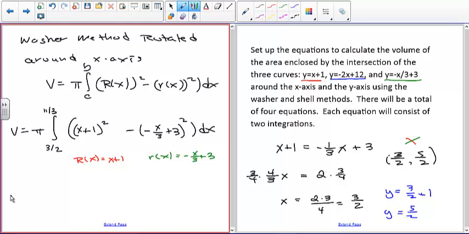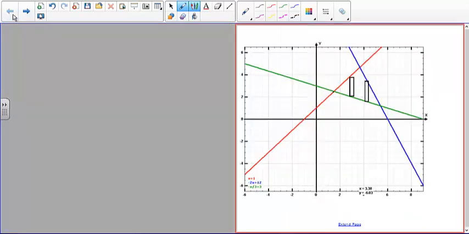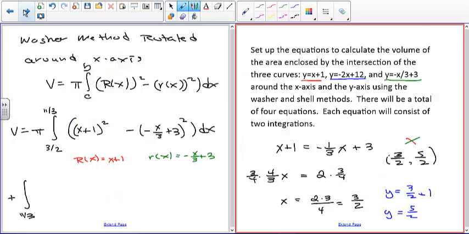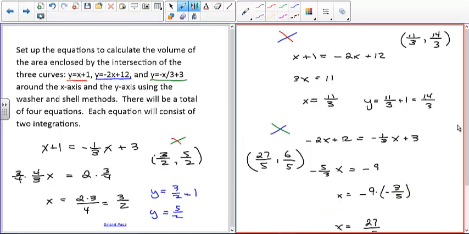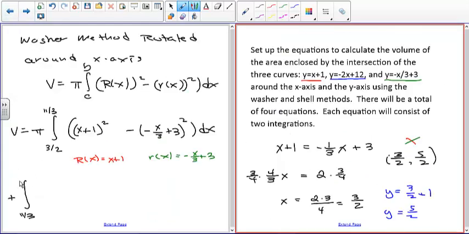Then you have the second part. So now you integrate from 11 thirds to the x value. So then you integrate from this x value to this x value. So we need the x value of the intersection of the green and the blue curve, which is 27 fifths.